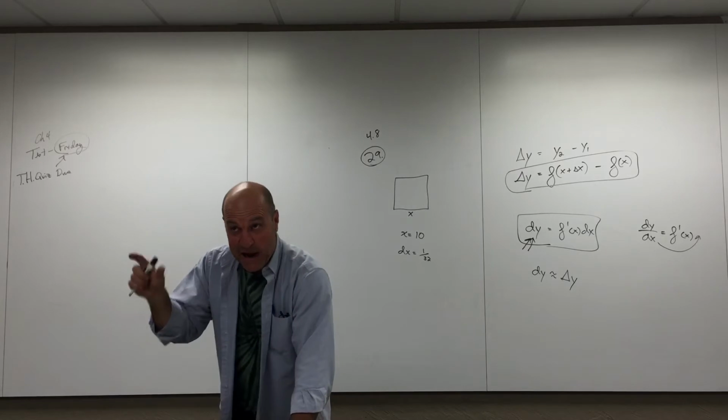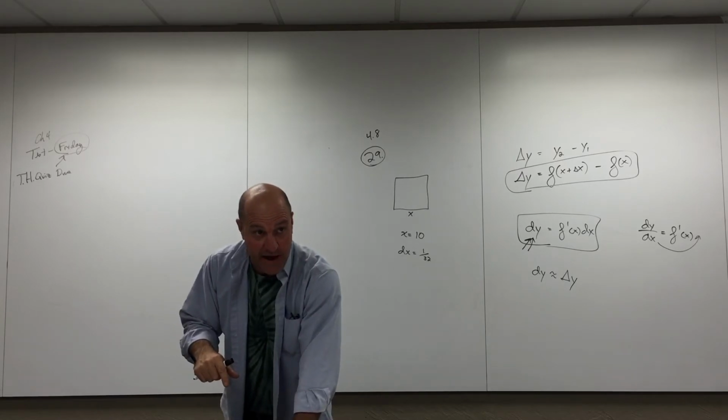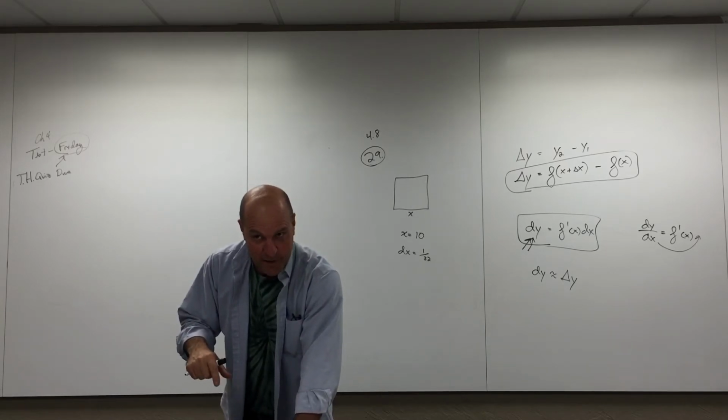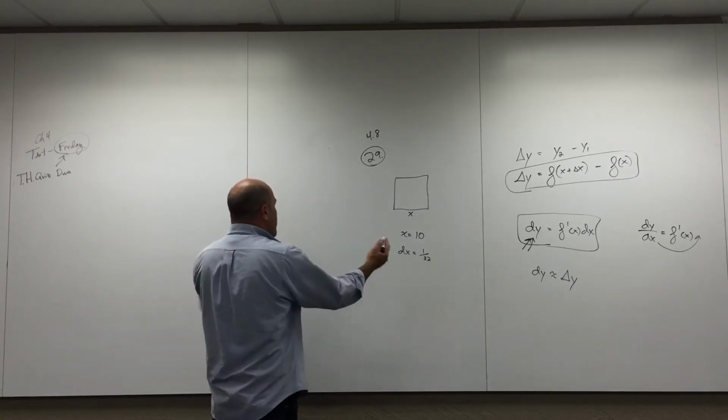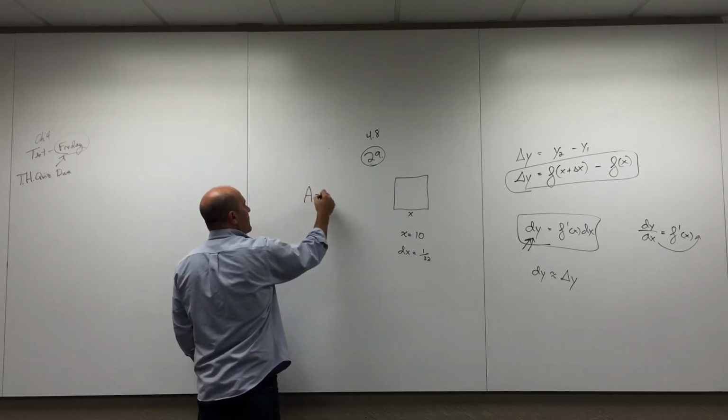The error in the area. Say that five times real fast. Never mind. Okay, I'm going to try that. So can I come up with an area formula for a square?